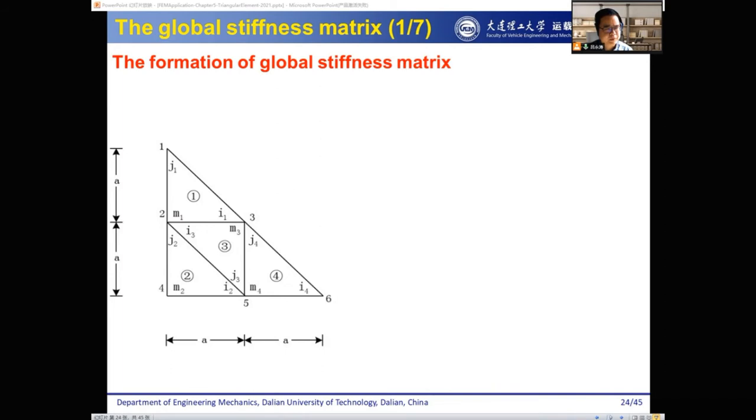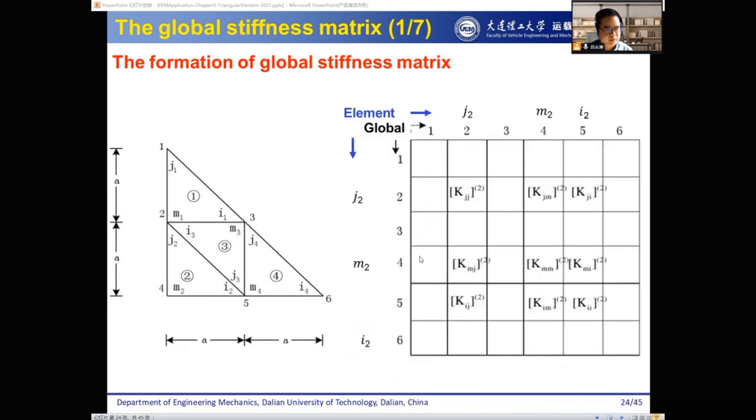So the global stiffness matrix, in order to understand this, you need to be able to assemble different parts together. Okay, the assembly. Some people already know this, actually. So the assembly is similar to the bar element and the beam element. You need to have the corresponding. Once you have the corresponding, then everything else will be easy to do.